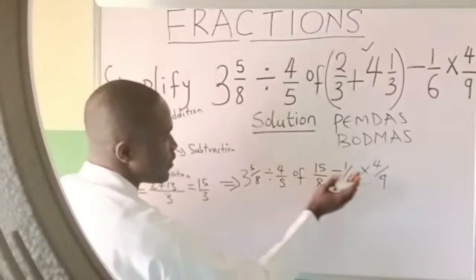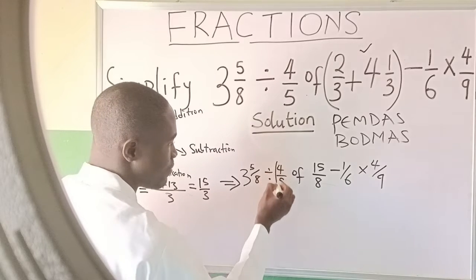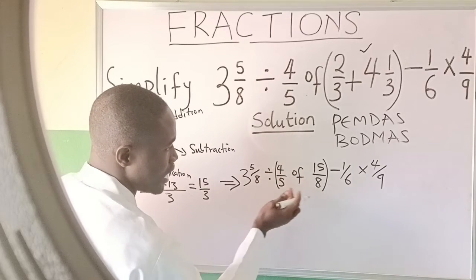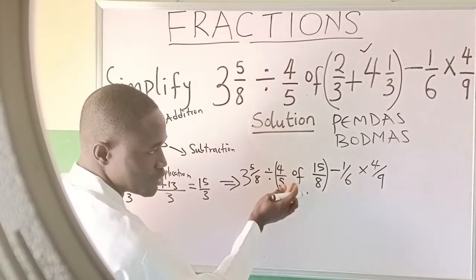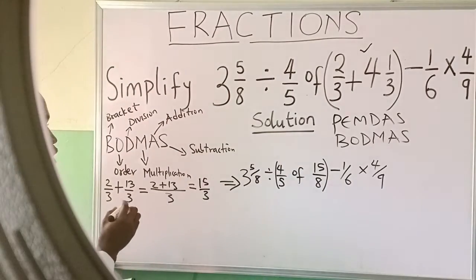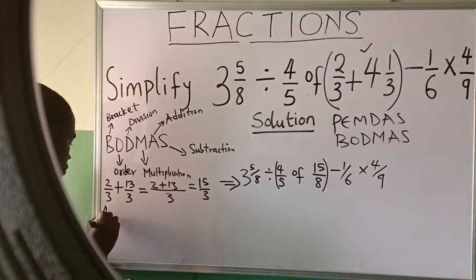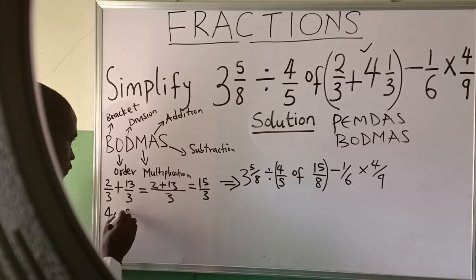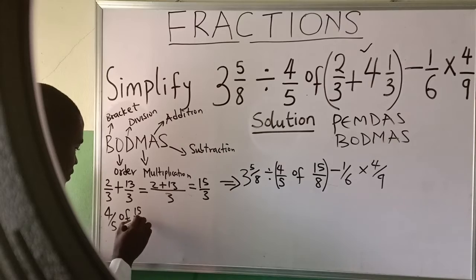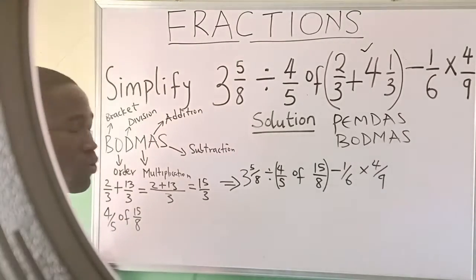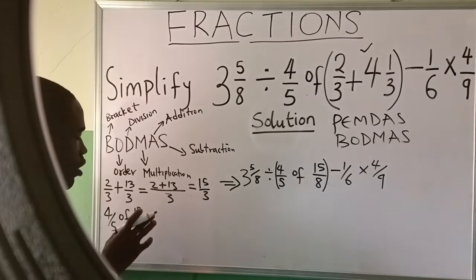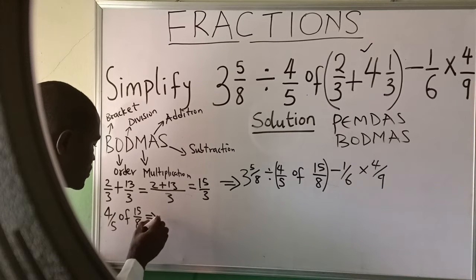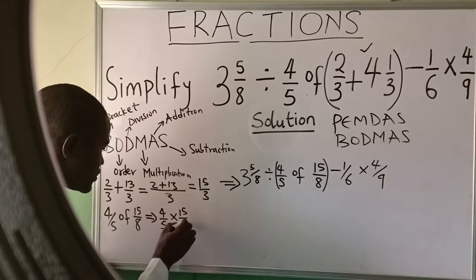Do I have of here? I will say yes. I will bracket it. These are two fractions that have of in between them. That means I'm to solve of. I will say 4 over 5 of 15 over 8. Now, in mathematics, when you hear of or when you see of, it means times. That means 4 over 5 times 15 over 8.